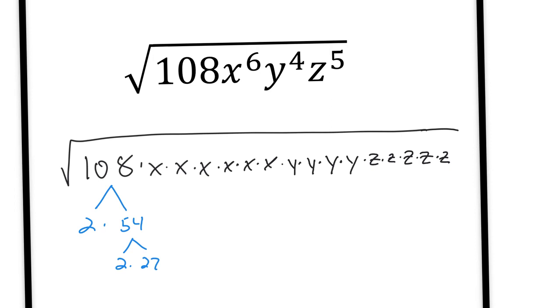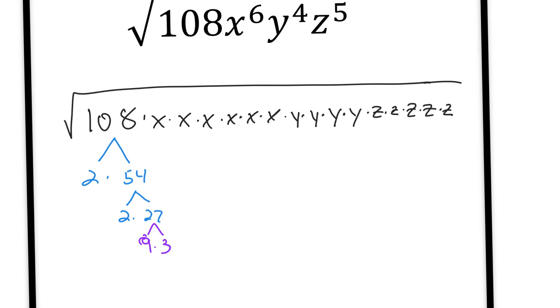And I know 27, that's 9 times 3. And the 9, you guys can break it down. And that's going to be 3 times 3. Now that I expand the variables and I broke down the number, I'm going to start making pairs. So I do have a pair of 2's right here. I have a pair of 3's over here. This one you cannot make a pair.